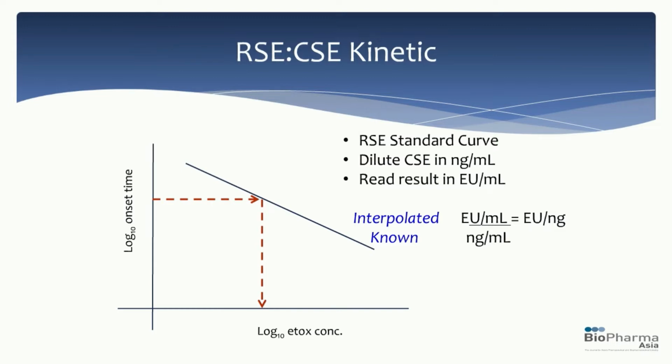In this case, the reference standard endotoxin is used to make that standard curve. And that's how we compare the RSE with the CSE, because the standard curve is made with the RSE. And then we're looking to find the potency of our CSE.